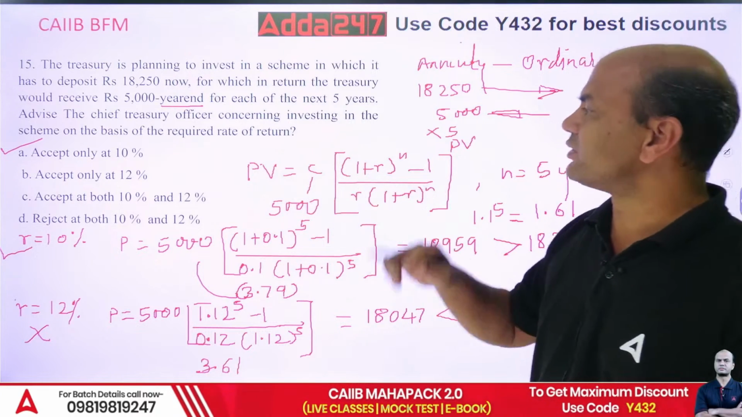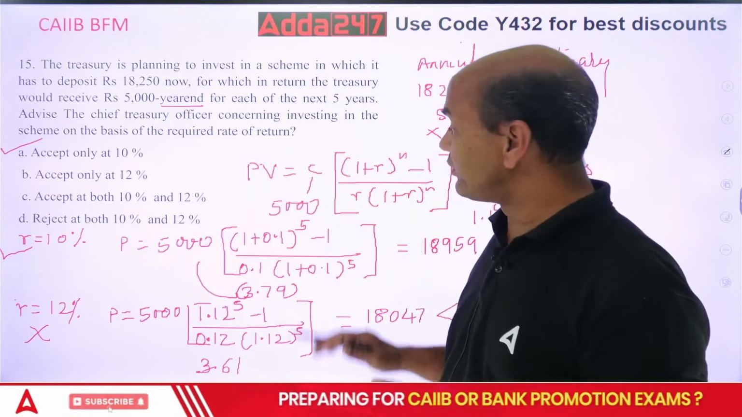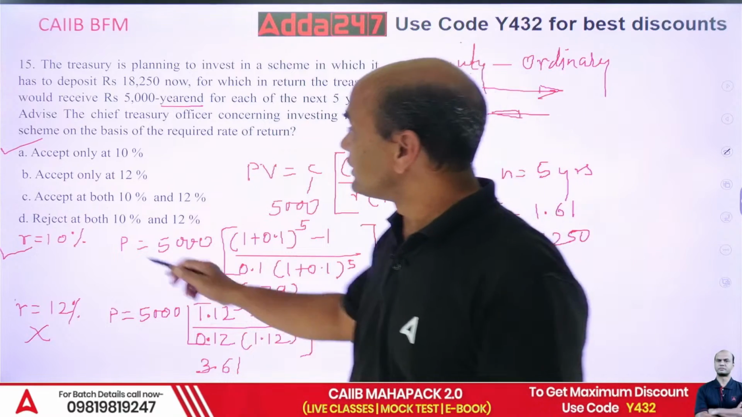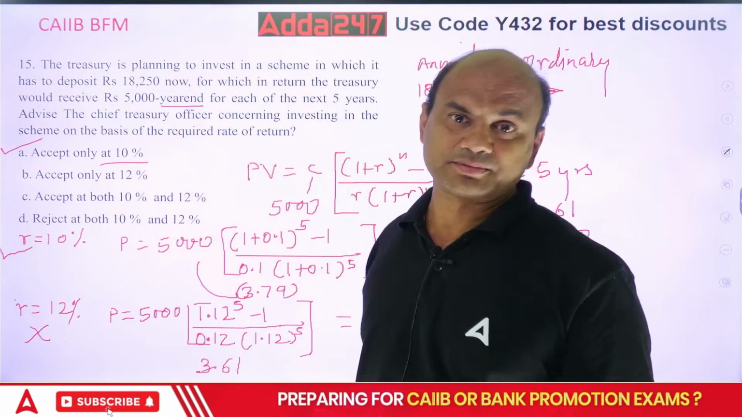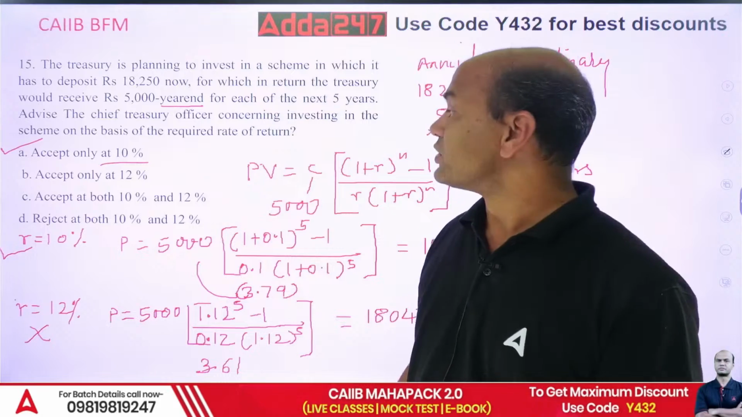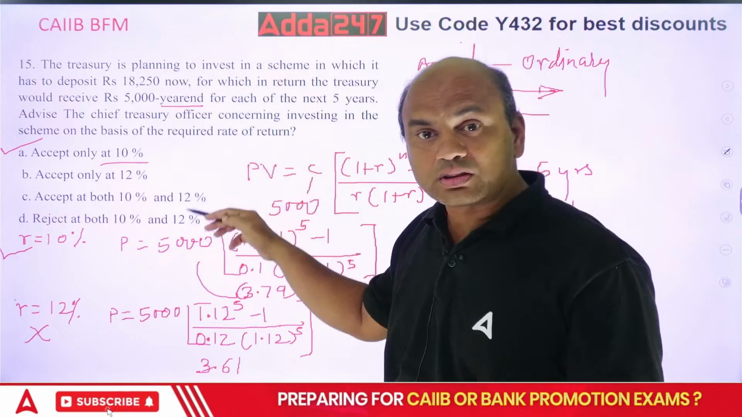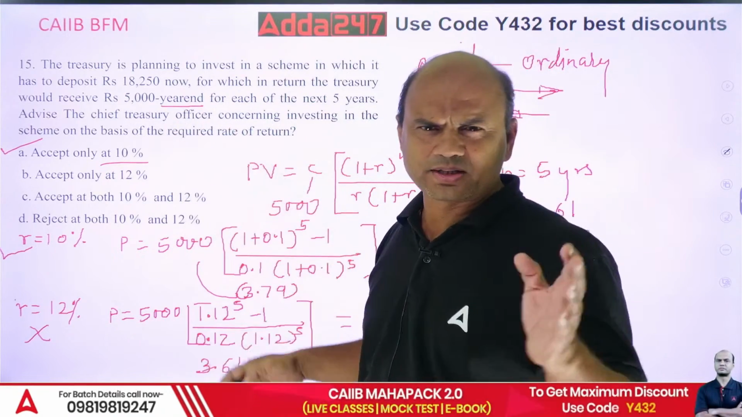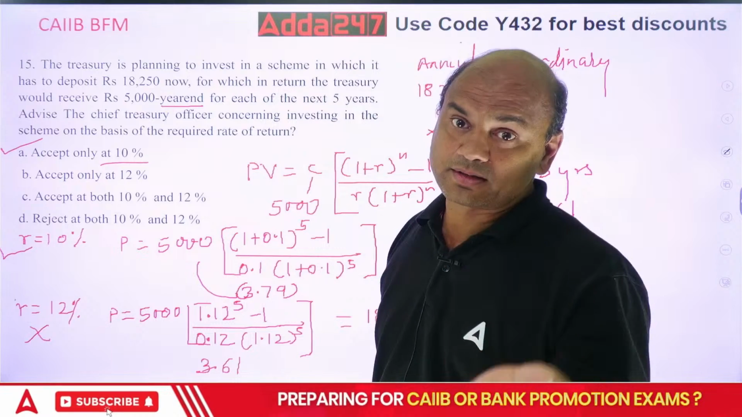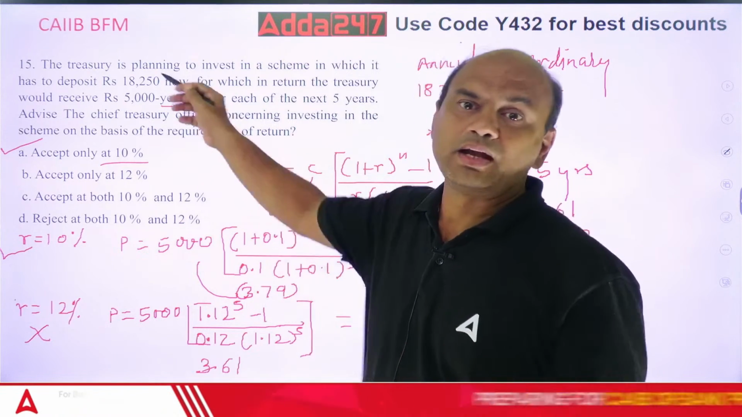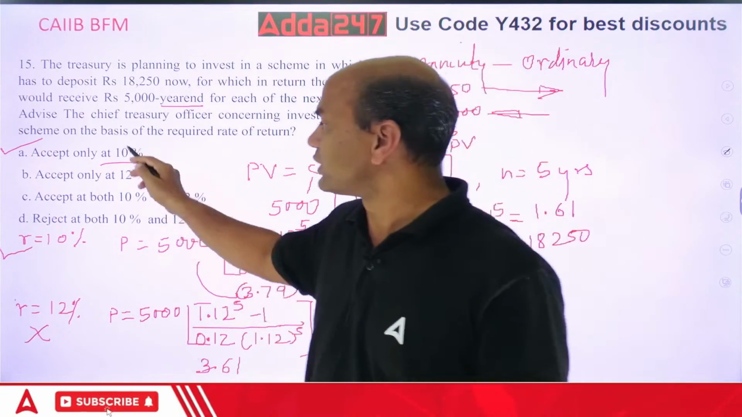Now the R is not given over here. Now we will have to check this. See, this is a very difficult one, to be frank. First you will have to check it at 10%. So put R equals 10% and then check it. Right now you have invested 18,250, and the present value of all the returns which you are getting, 5,000 for 5 years, should be more than 18,250. Then only you can accept it. So first try it with R equals 10%.